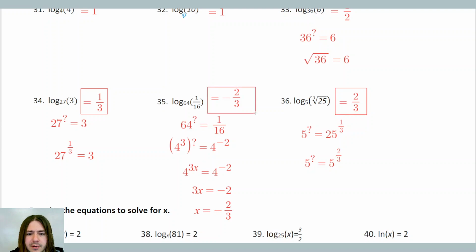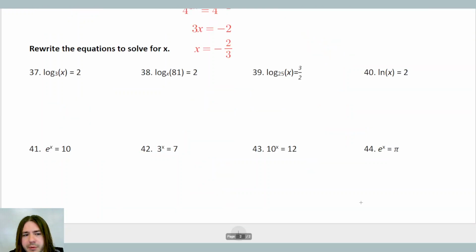Okay, last section here, we're going to be rewriting these equations so we can solve for x. This is just going to be a little bit of an intro to what we're really going to focus on next time, which is solving these kinds of equations and solving more complicated equations. Number 37, really all we're going to do here is rewrite these either as exponential or logarithmic, depending on how they started, and see if we can't just figure out what the solution is.